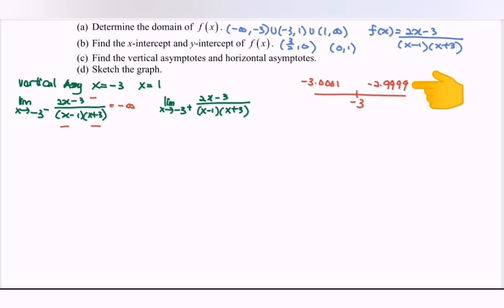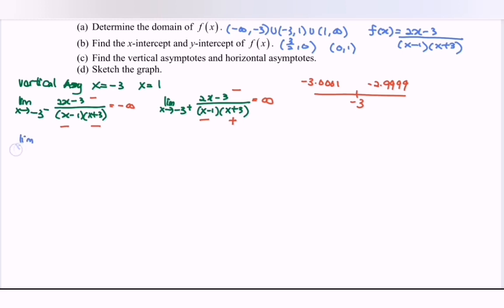Next, referring to the right-hand side, we have negative 2.999. If we multiply the negative number with the negative 3, we'll have a negative. Continuing, we'll have another negative for this part, and finally a positive for this part. So as x approaches negative 3 from the right, the graph will be increasing. So that is the behavior when x approaches negative 3, from the left and from the right.